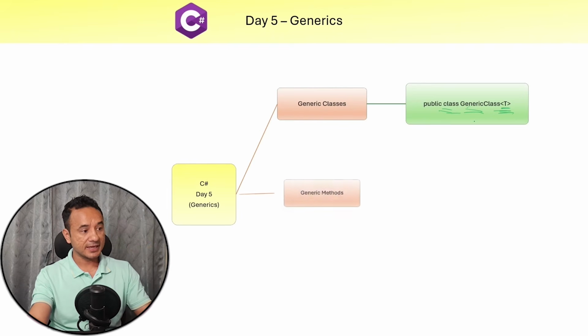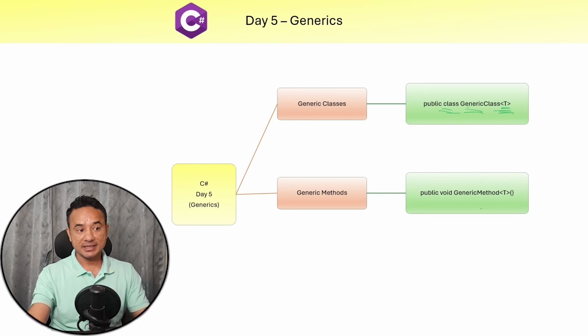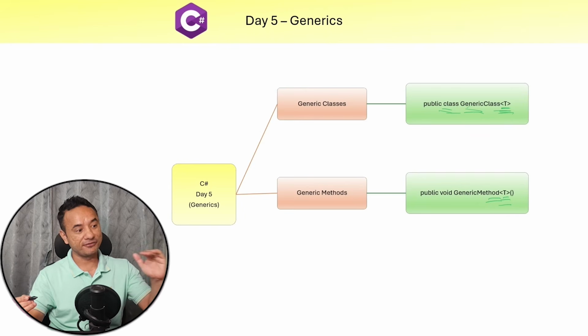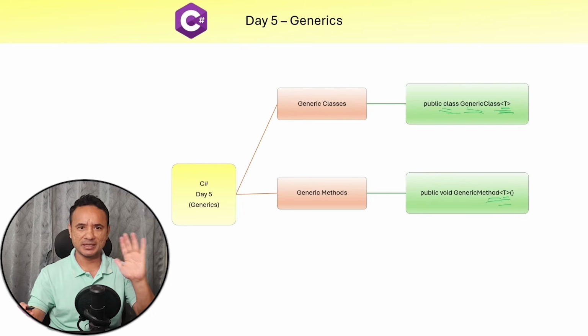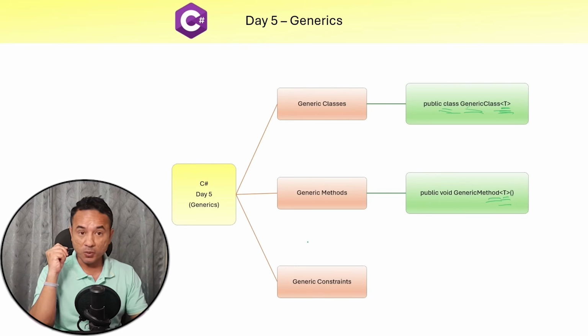Next are generic methods. Just like classes, methods can also be generic. They can also work with any data type. Like this we can declare generic methods, and here again T means it can work with different data types. So either you can write multiple methods with different data types, integer, string, or you can write a single generic method. Then comes generic constraints, which give you more control.